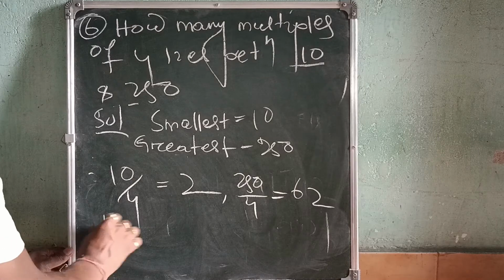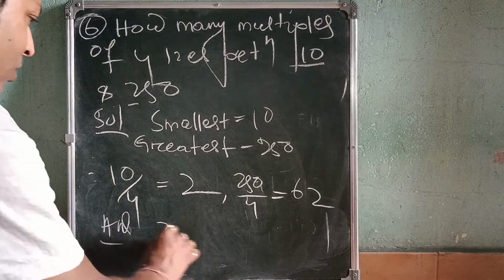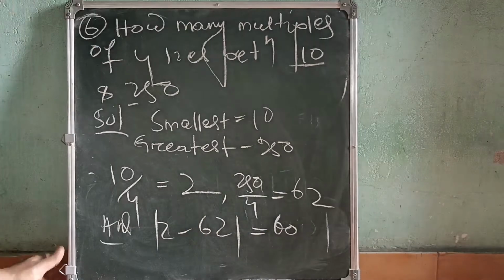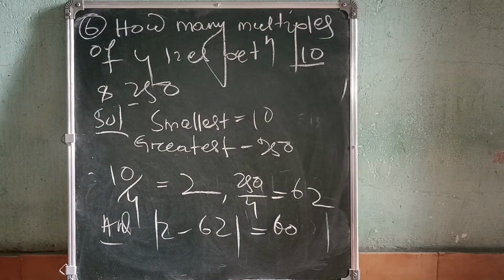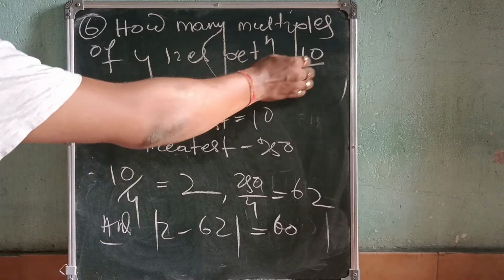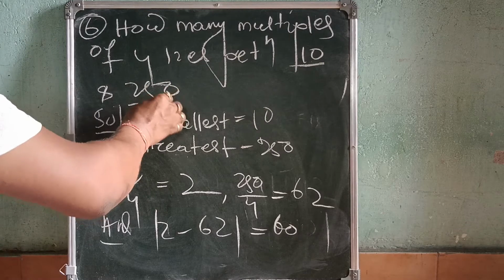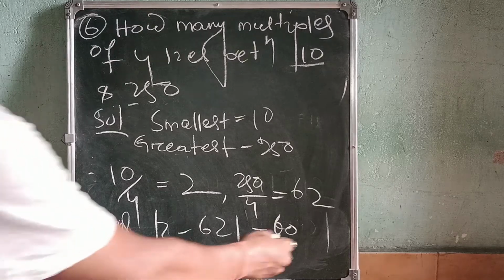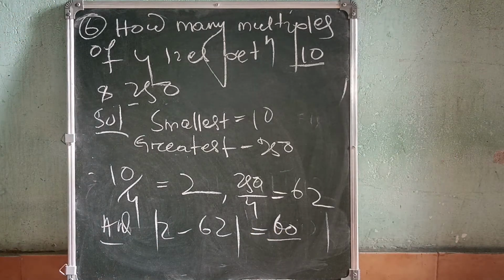So the answer is, same concept, the difference. 2 minus 62, so the answer is 60. The minus symbol is not considered; you don't take it as minus 60. Okay, 60. Very simple concept. The smallest number is 10 and the greatest is 250. You just divide by 4, find the quotients and their difference. So the answer is 60. This is a very nice question to consider here.